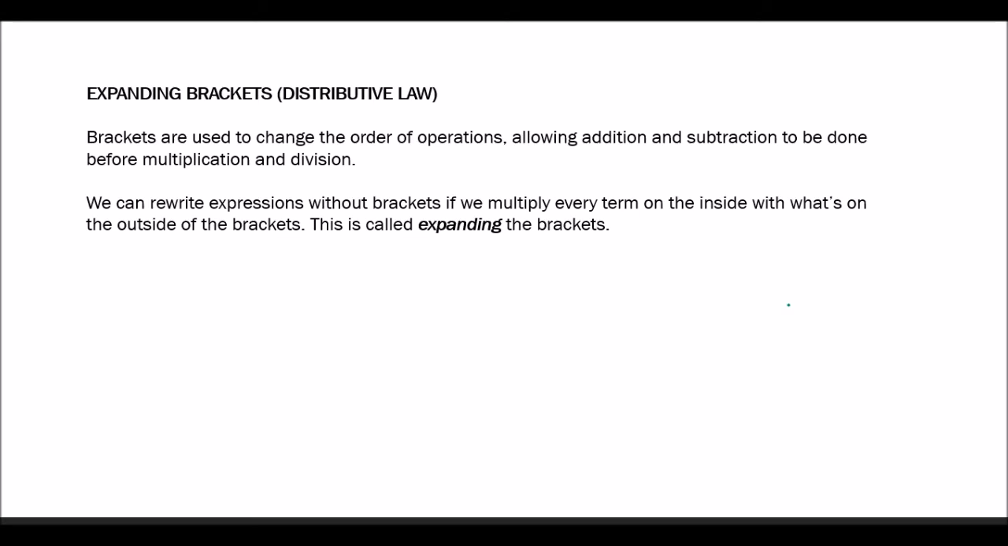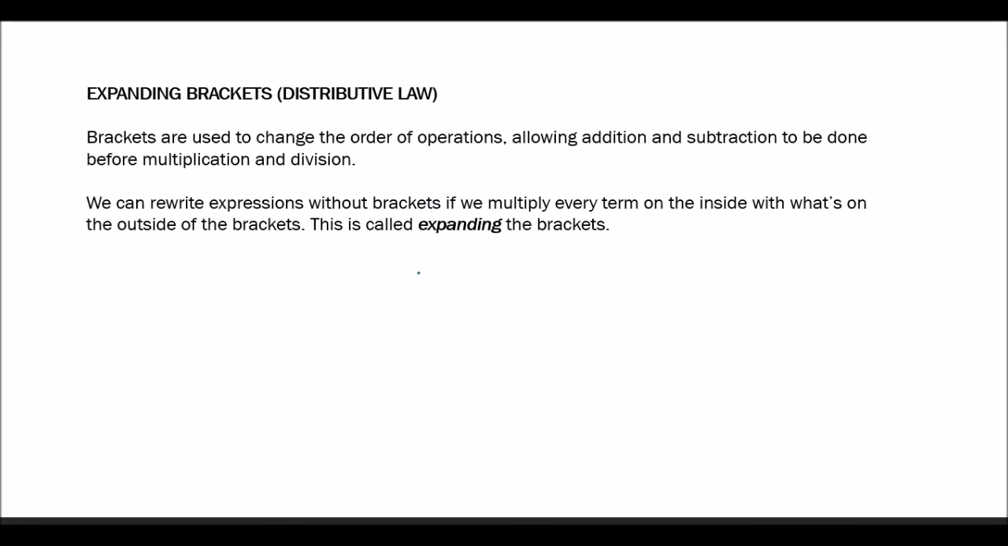Okay, the last thing is expanding your brackets, or the distributive law. So brackets are used to change the order of operations, and they allow addition and subtraction to be done before multiplying and division. Okay, so that's something interesting that you need to remember. When you expand the brackets, it allows you to change some of the orders. So we can rewrite expressions without brackets if we multiply every term on the inside with what's on the outside.